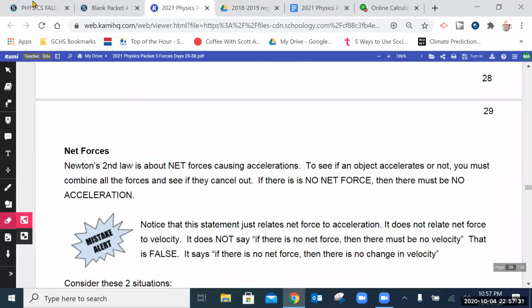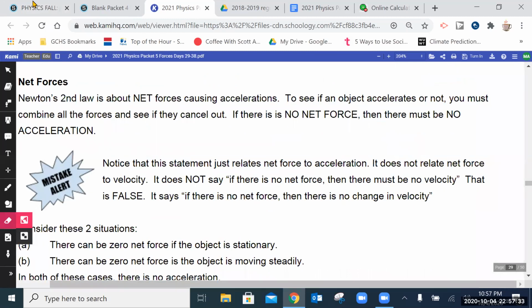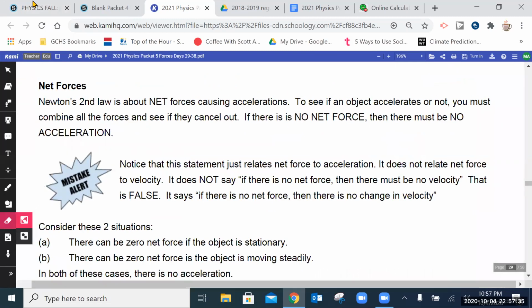Okay, net forces. Newton's second law is about net forces causing accelerations. To see if an object accelerates or not, you must combine all the forces and see if they cancel out. If there is no net force, then there must be no acceleration.